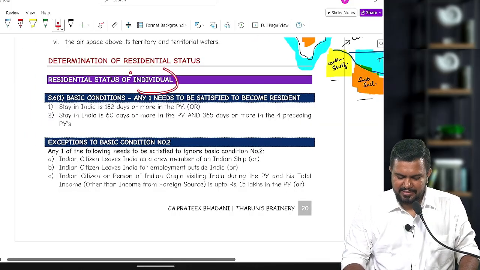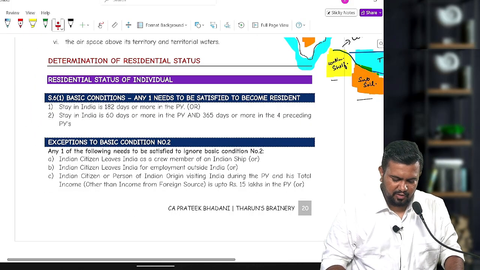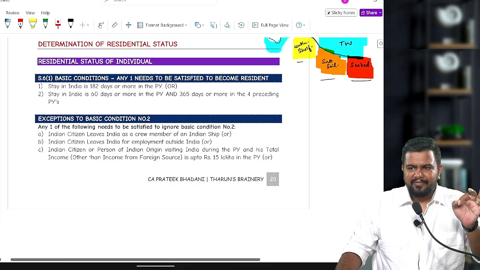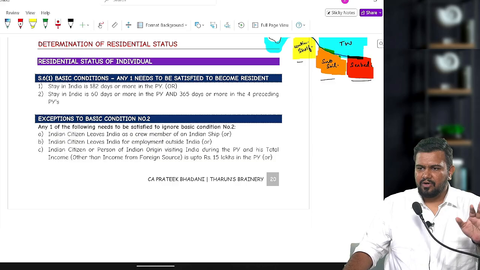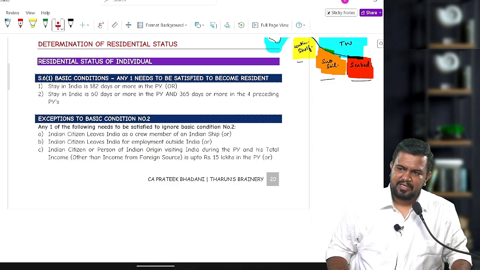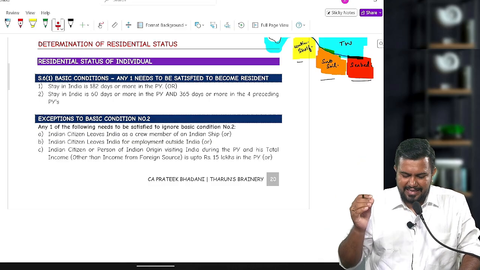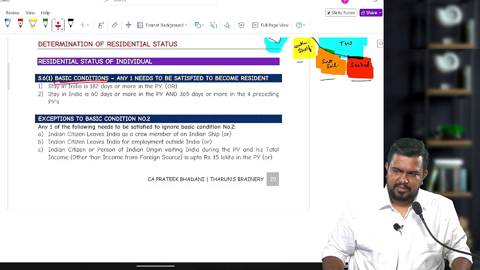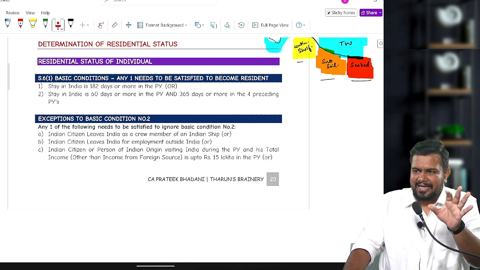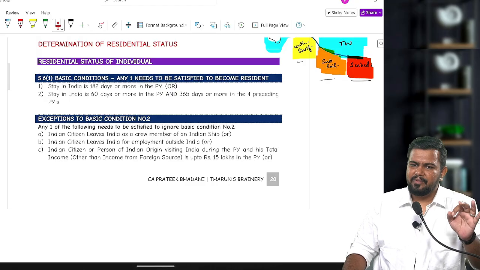Now let us see how to determine residential status. Most important is the residential status of an individual. You should know how to determine it. So how to determine the residential status of an individual? To know whether the individual is a resident or non-resident, you have to check section 6. In section 6, subsection 1 gives two basic conditions. If any one of the basic conditions is satisfied, the individual will be said to be a resident.